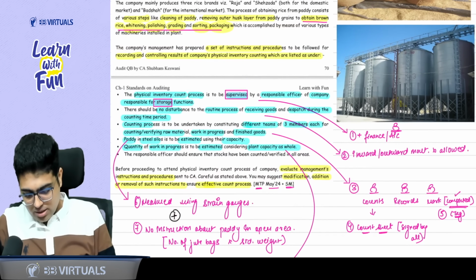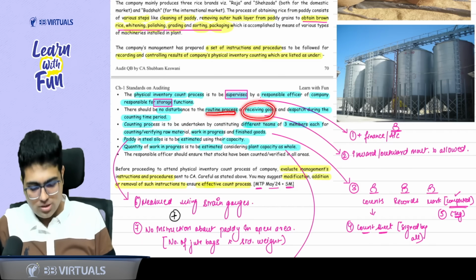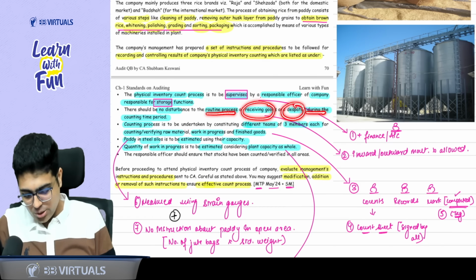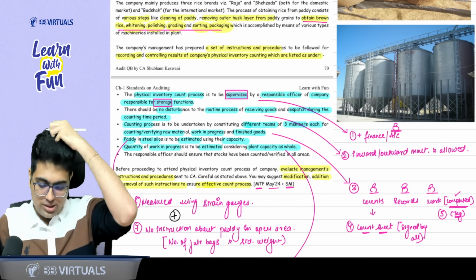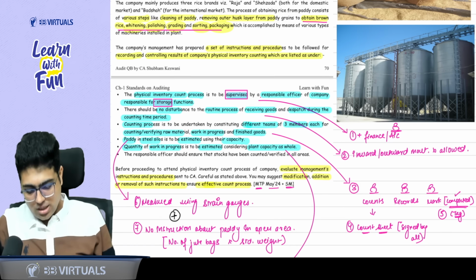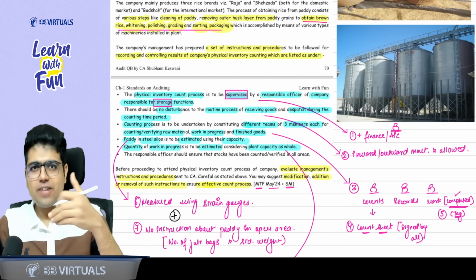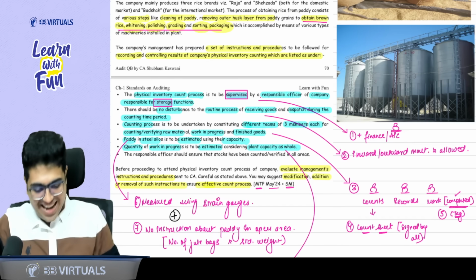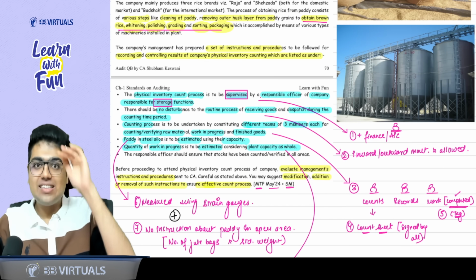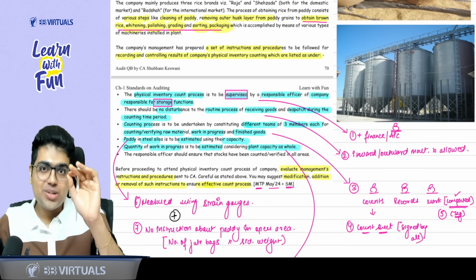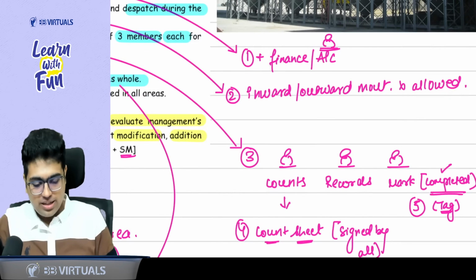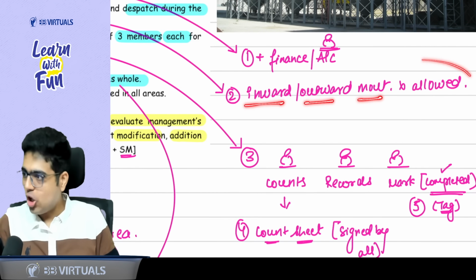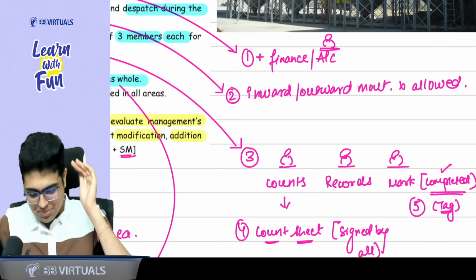Second point, there should not be any disturbance to the routine process of receiving the goods and dispatching during the counting time period. So it says when the inventory count is done, the routine process should not be disturbed. Do you think when the inventory count is happening, there should be any inward and outward of inventory? No, sir. Any inward and outward of inventory is stopped when the inventory count happens. So this is what you should write. Inward and outward movement should not be allowed when inventory count is happening.